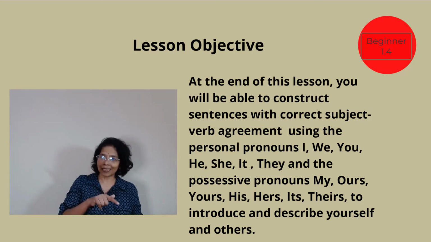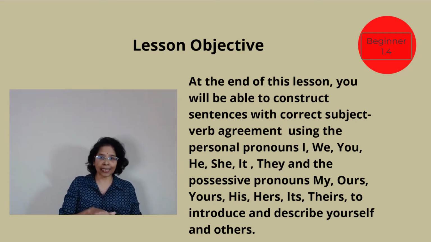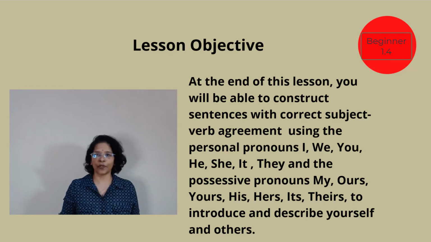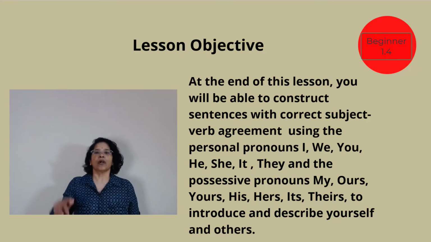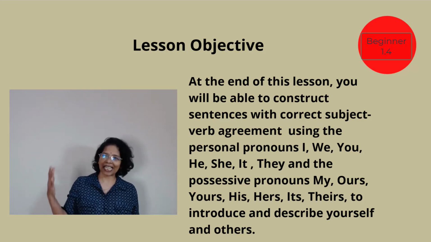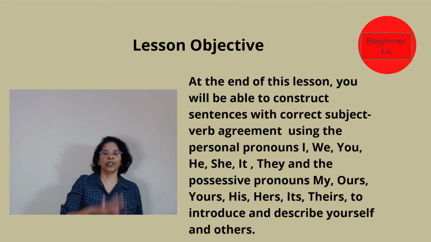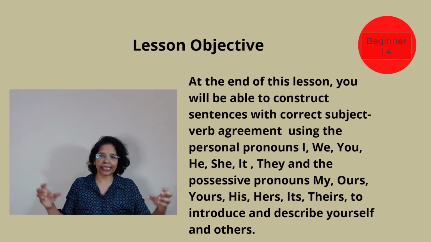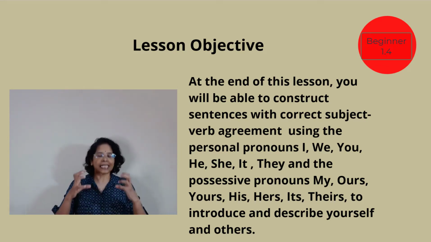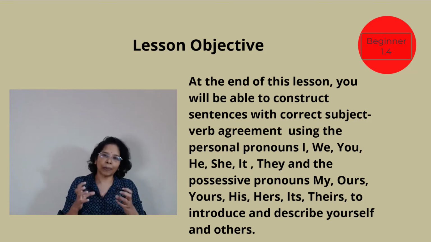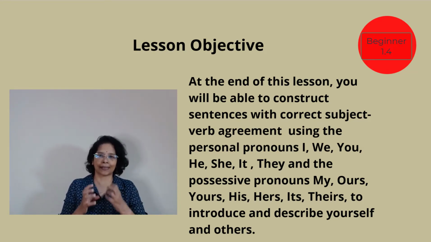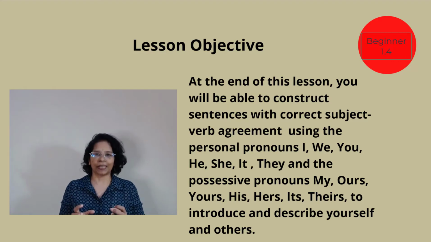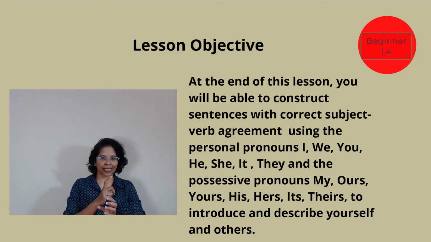In the previous lesson, we learned 1 possessive pronoun, my. On top of that, we are going to learn 6 more: ours, yours, his, hers, its, theirs. And you're going to learn how to use these to form sentences that comply with what is known as subject-verb agreement, so your sentences will be correct sentences.